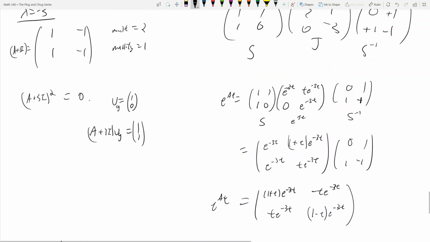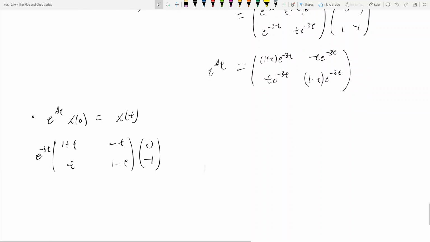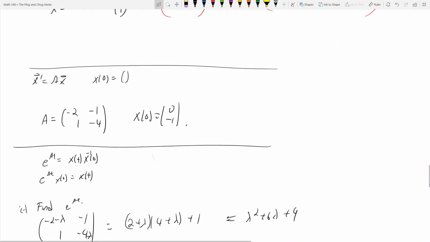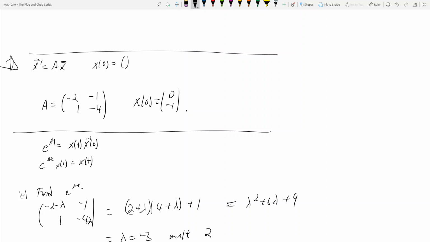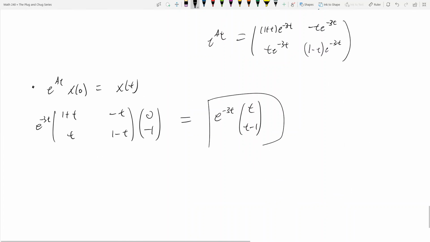And then x naught, if we recall, was 0, negative 1. Okay. And now you just multiply. Well, 0, negative 1 just takes the last column and puts a negative sign in front of it. So now this becomes e to the negative 3t times positive t, and then t minus 1. Okay, and this is then your solution to the initial value problem for your system of equations up here. So here's your problem, here's your matrix, and I get that this is your solution x of t.